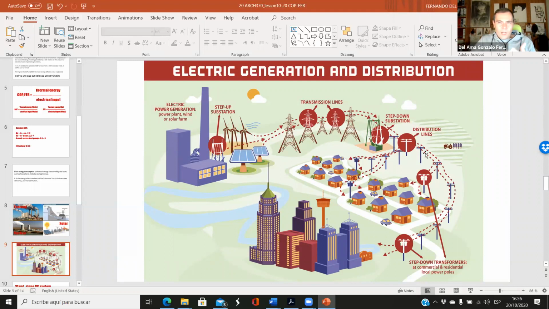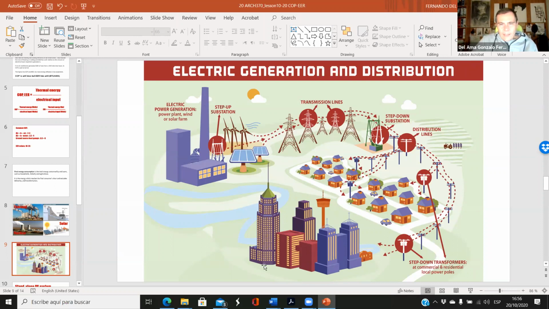Okay, and we will talk about this when we are talking about electrical systems. But we have transformers. Those transformers reduce the tension because this is dangerous. Okay, so having this tension within a city would be dangerous. So we have to reduce the voltage, and then we can use that.